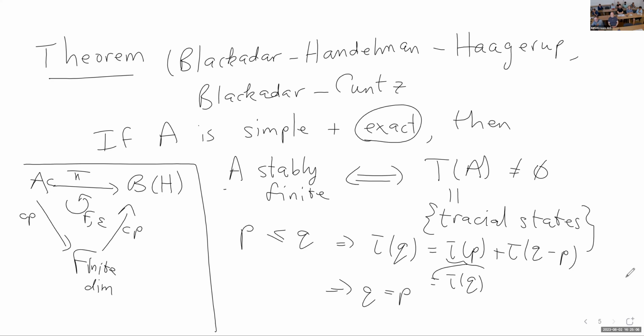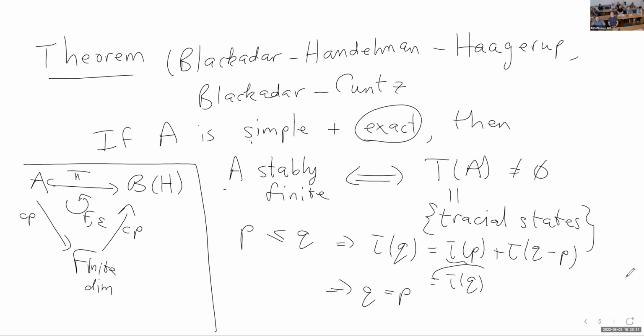Sorry, can you tell me again why this trace of Q minus P is zero? Right, just because trace is an equation of real numbers: trace of Q equals trace of P plus trace of Q minus P. So just bring this to the other side, and it's zero. Faithfulness, okay, yes, thank you. That's why we need simple.